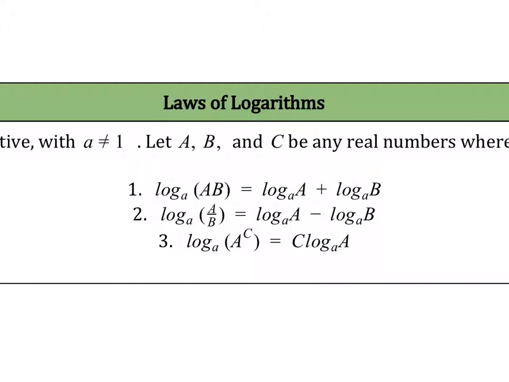The second law says that if you are taking the logarithm of a quotient, like this, we can expand that into two separate logarithms using subtraction. The key thing to remember here is that any number that was in your denominator becomes a negative logarithm. So we could actually write this as negative log base a of b plus log base a of a. It doesn't have to be in this order, but this logarithm must be negative.